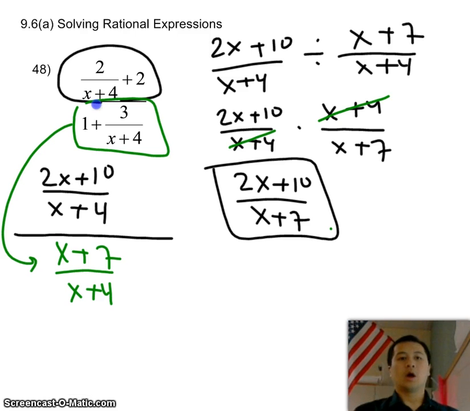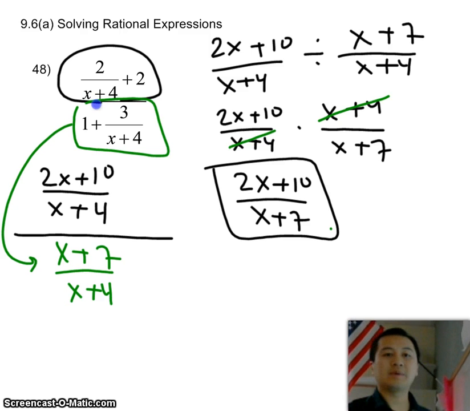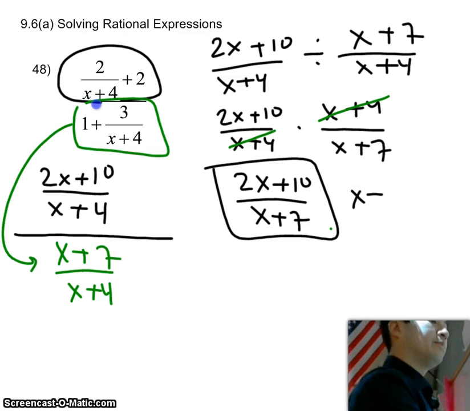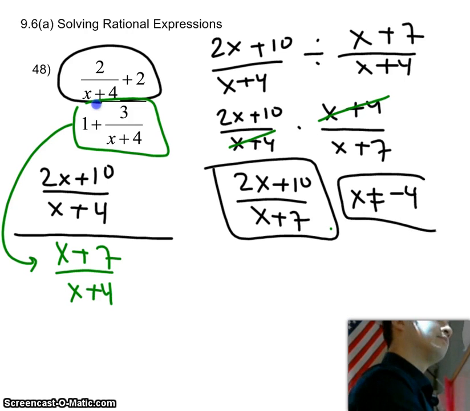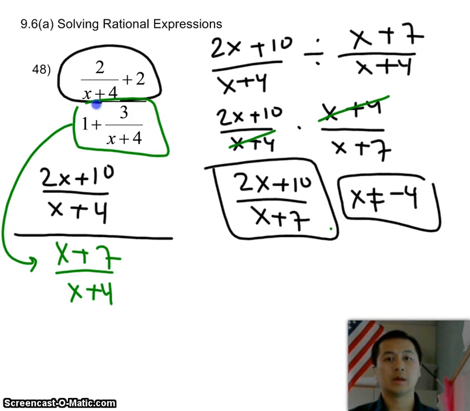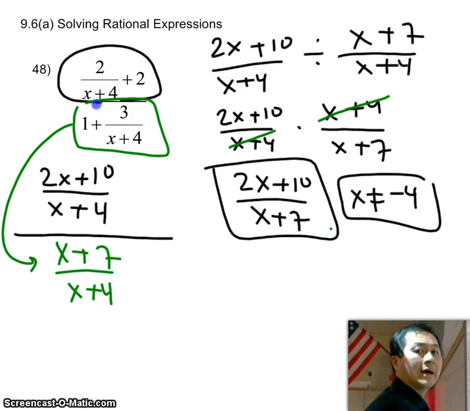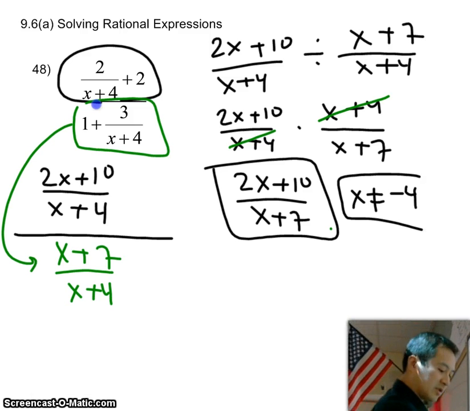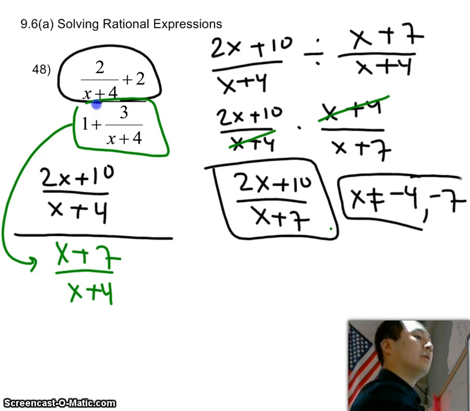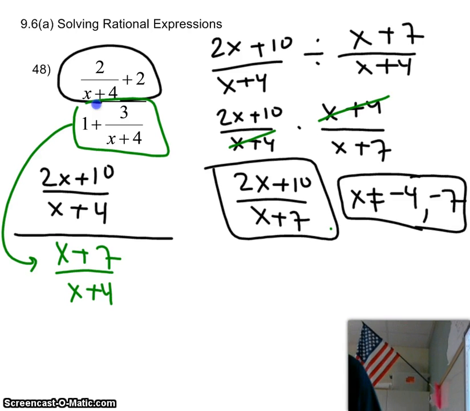Good? We've got to talk about restrictions. What can't x be? X cannot be negative 4. And it looks like, oh man, it looks like more than that. X can't be negative 4 and negative 7. Almost missed one. Alright, how do you feel about that one? Good?